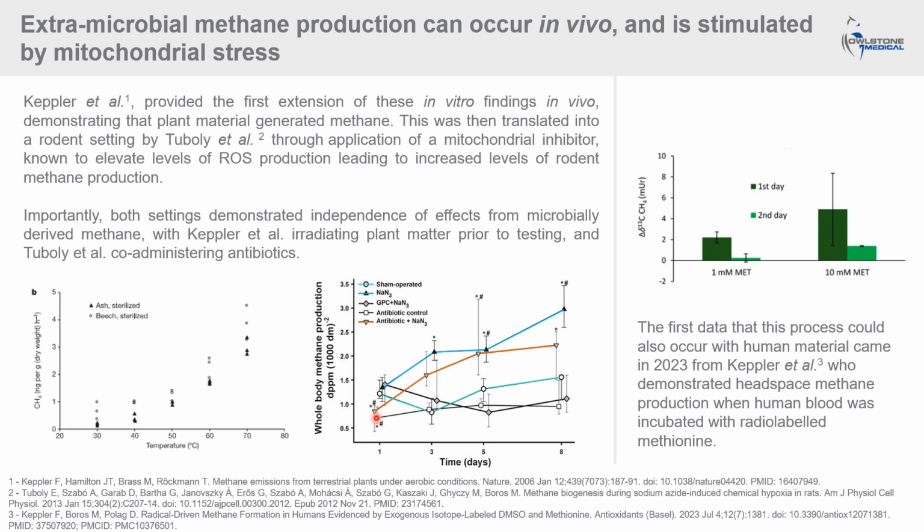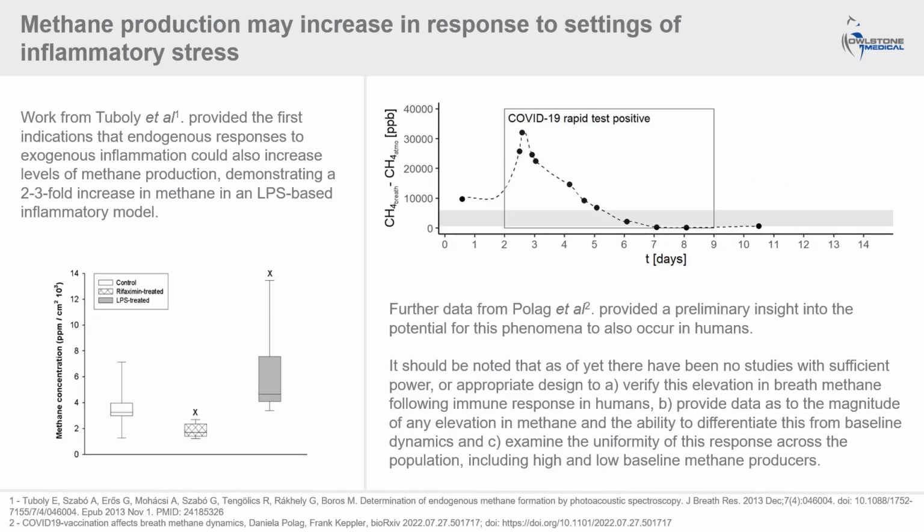These are obviously challenging experiments to do in humans, but Keppler et al. in 2023 took blood from human volunteers, incubated them with different concentrations of radiolabeled methionine, and showed that over the course of a day, you could see methane production from this radiolabeled methionine, i.e. this process can happen endogenously in humans as well. So we demonstrated a hypothesis in vitro, ex vivo, in vivo, and finally human settings, whereby oxidative stress can lead to methane production. But what may be the relevance of this in standard human physiology?